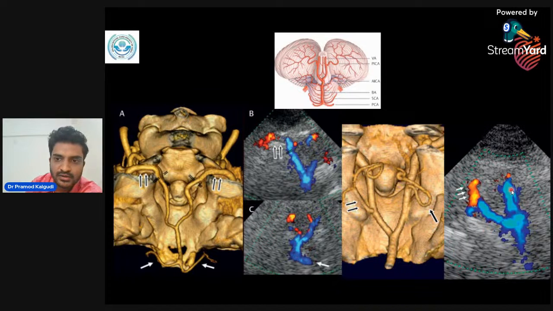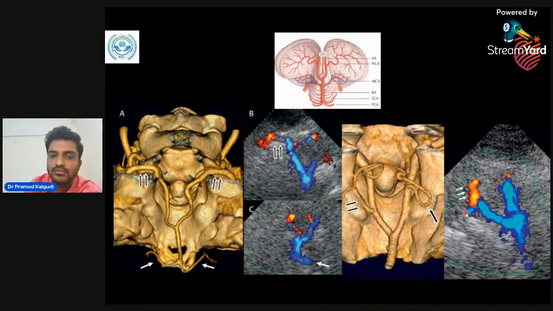This is more or less called a Y sign. And once it combines to form basilar, even the basilar is carrying the blood away from you, so you see it as blue in color. Whereas the PICA is carrying the blood and it's just looping around up and down here. That's why you see something red, because sometimes it comes towards the probe. So this is your PICA.